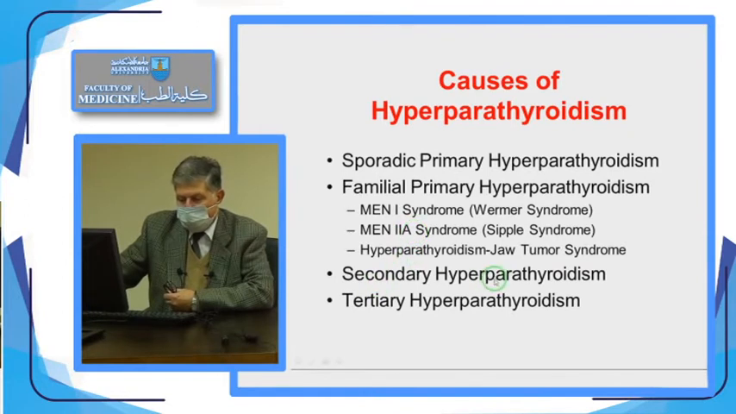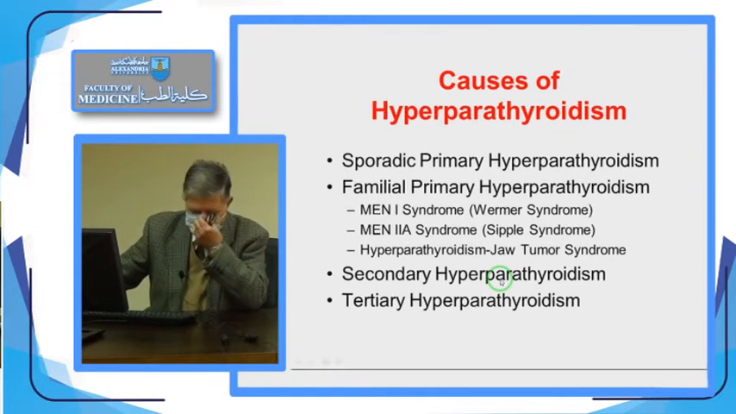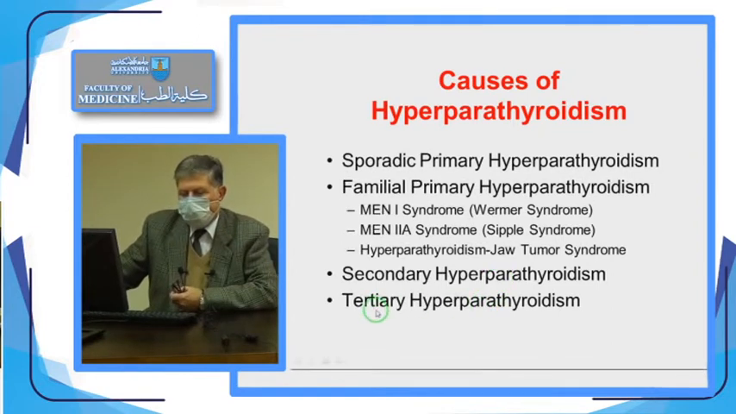Secondary hyperpara is when the problem is in the calcium. When the calcium is low, it will lead to secondary increase in the PTH. Thirdly is the tertiary hyperpara, which I'll be speaking about, inshallah, in the next few slides.